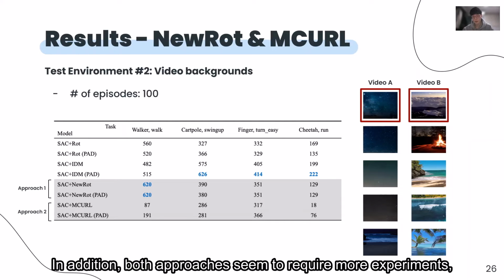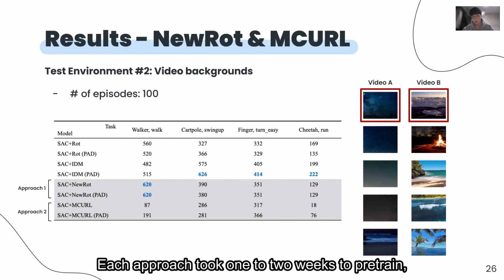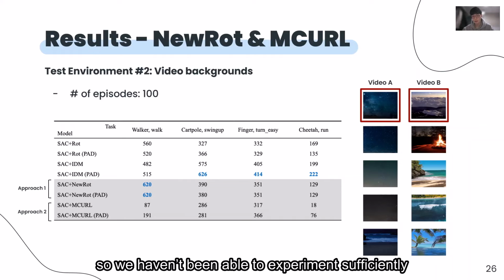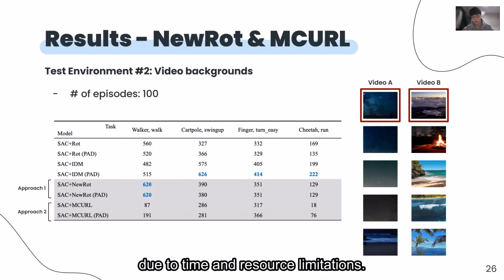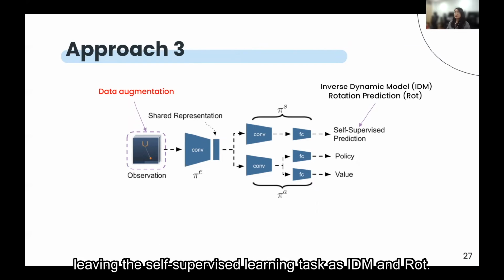In addition, both approaches seem to require more experiments, including hyperparameter tuning. Each approach took 1 to 2 weeks to pre-train, so we haven't been able to experiment sufficiently due to time and resource limitations. As the third approach, we applied data augmentations other than the existing random crop within the self-supervised learning task, as IDM enrolled.